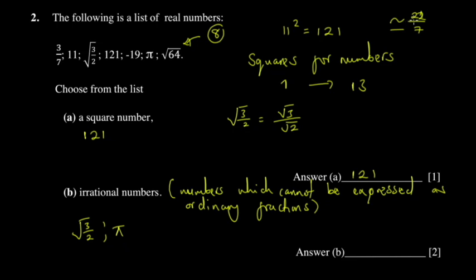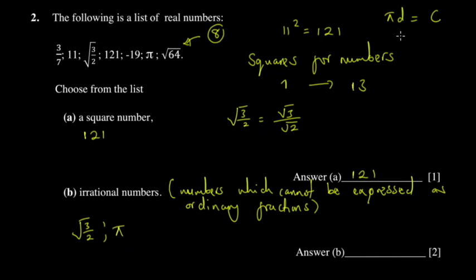We actually use it as an approximation. It means that's not the exact value. Pi itself is irrational. It just keeps on going, and you cannot express it in terms of a definite ratio of real numbers.